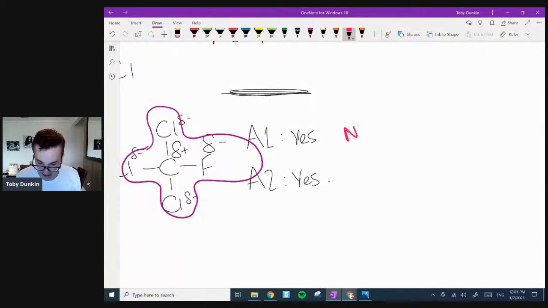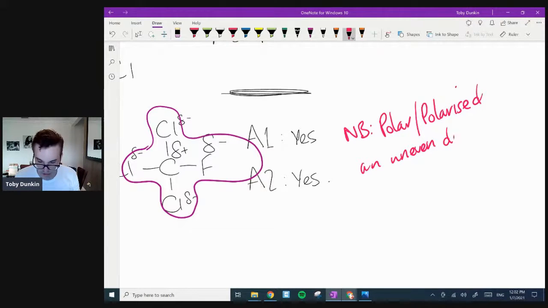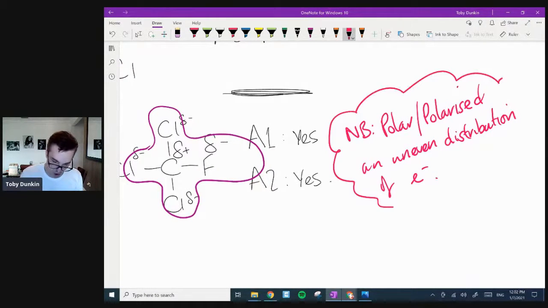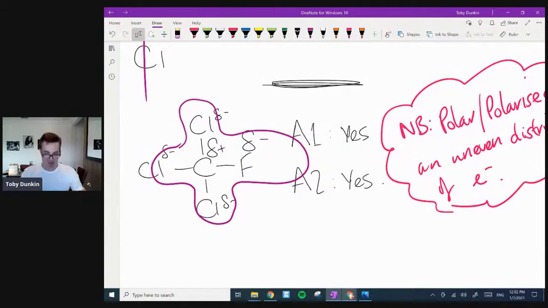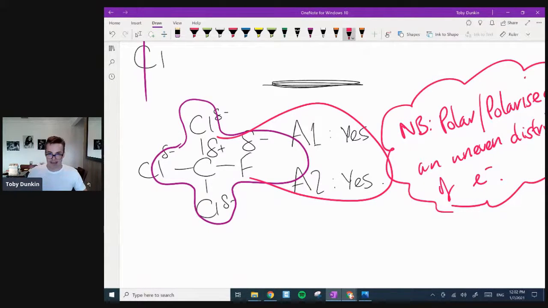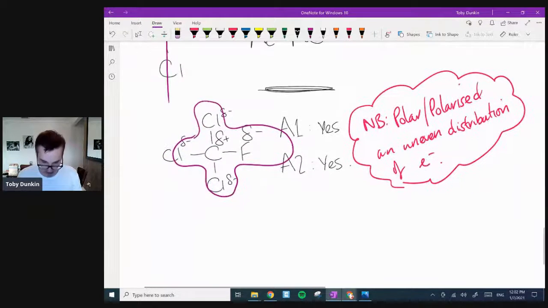Nice thing just to remind ourselves, nota bene: polar slash polarized, an uneven distribution of electrons. And we can definitely see this in this cloud. That is not even at all. The chlorine up there, sorry, the fluorine's just like, nope, you know, let's be fair. Fluorine's like this. It's ridiculous. Fluorine's going to suck the electrons out of that molecule big time. So yeah, nice. Okay, let's do another one.